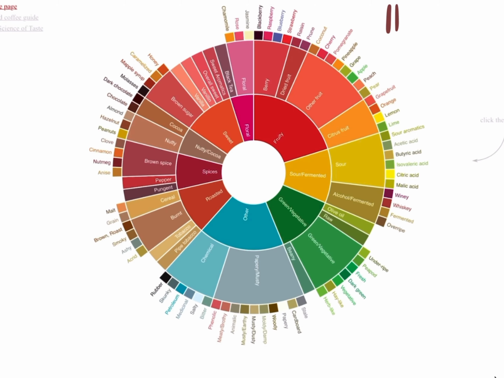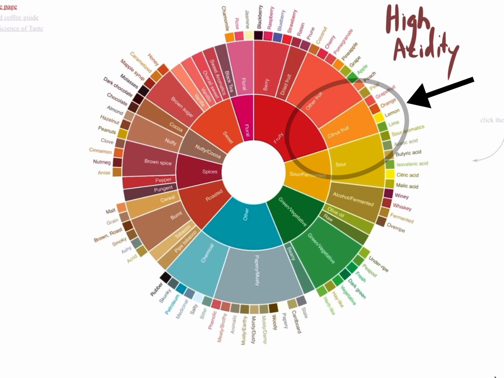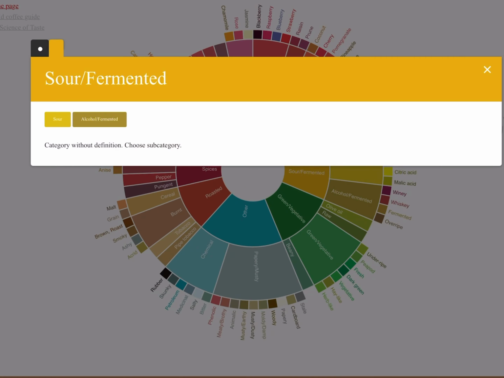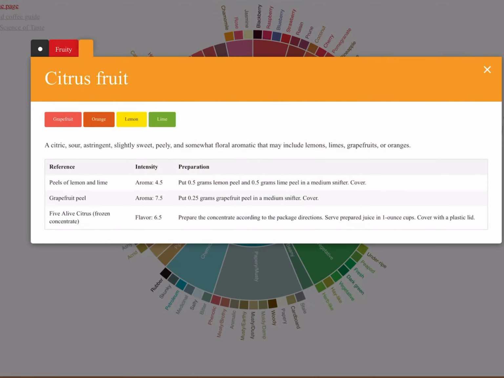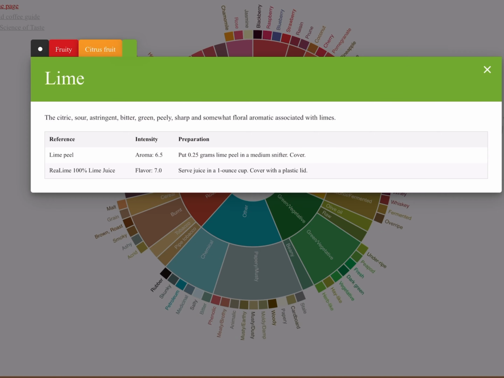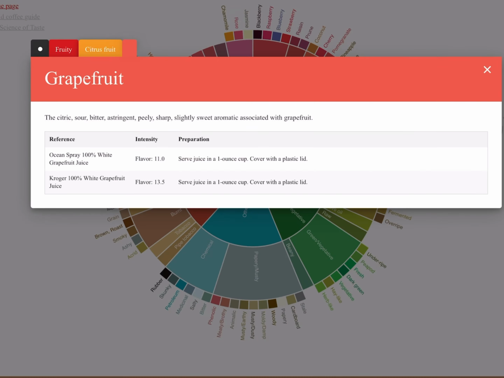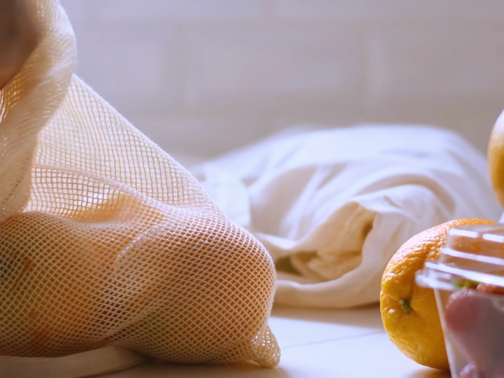Now let's turn to a set of notes that I think is a bit more of an acquired taste. The high acidity section of the wheel, which is sort of right here in the citrus fruit sour area. The sour category contains virtually all acidic notes, like acetic or malic acid, while the citrus fruit category contains a lot of the citrus flavors people commonly associate with acidity, like lemon or lime or even grapefruit.